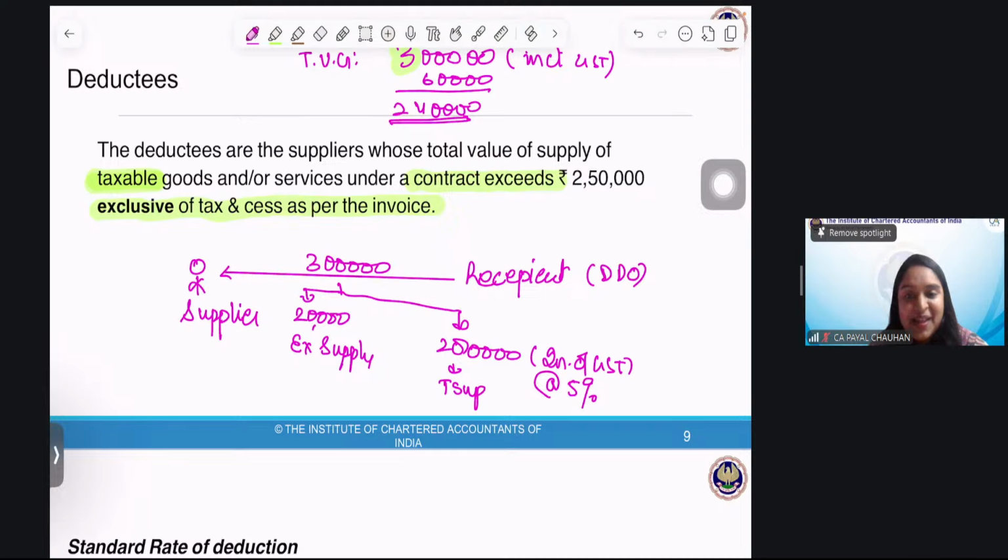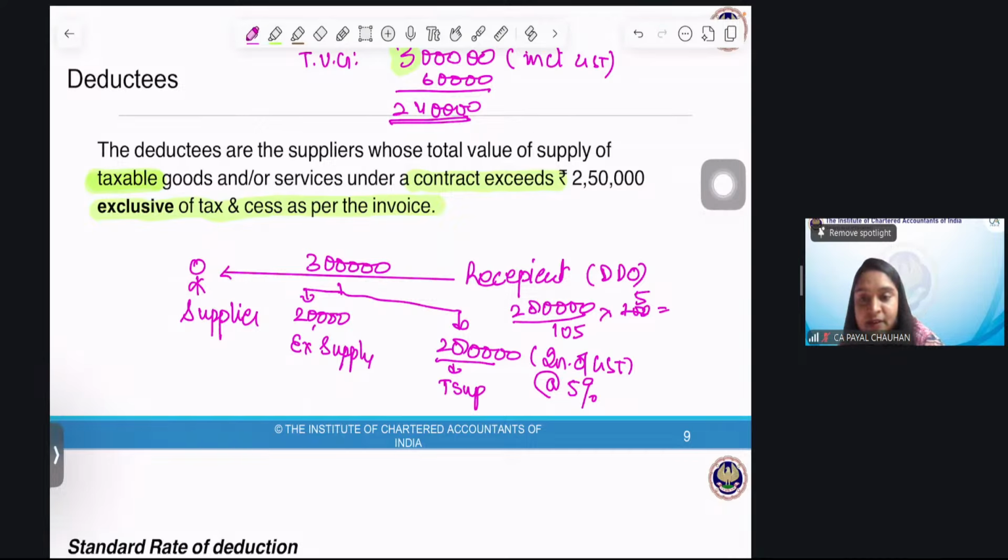Now tell me. Very good. Anyone who has calculated what will be the GST element? 2,80,000 divided by 105 into 5, since 2,80,000 is inclusive of GST. What will be the answer? 13,333. Yes, perfect.